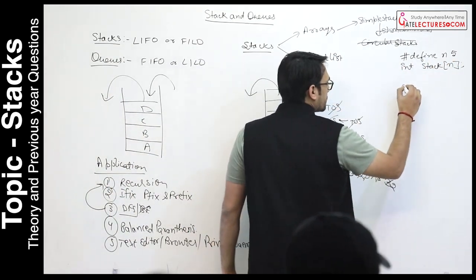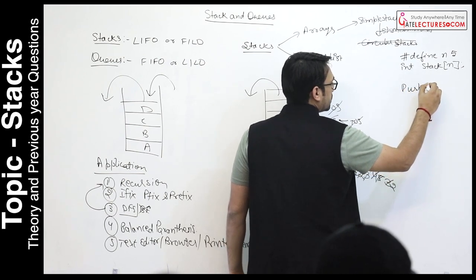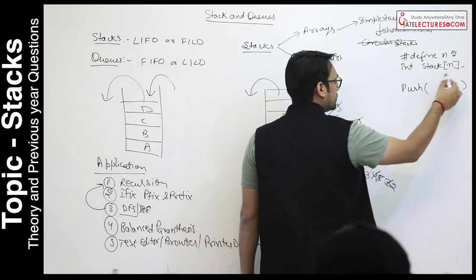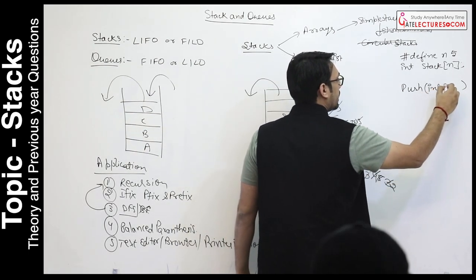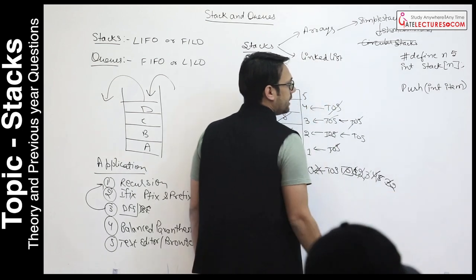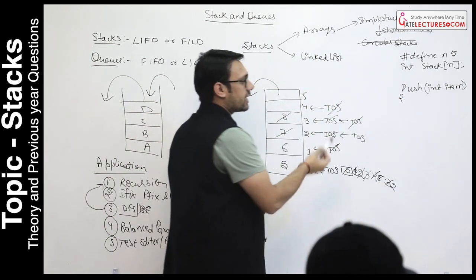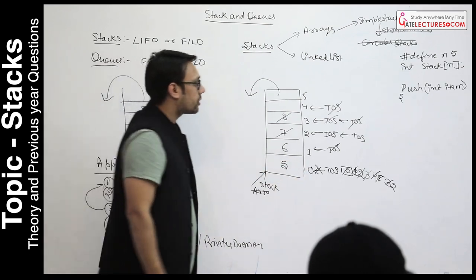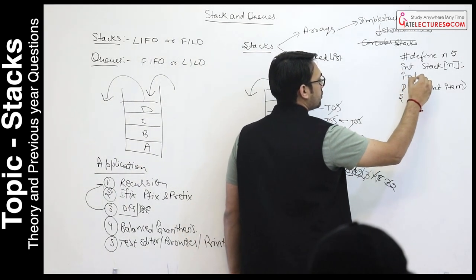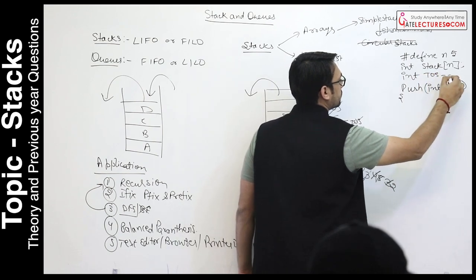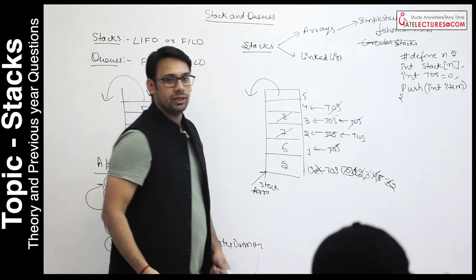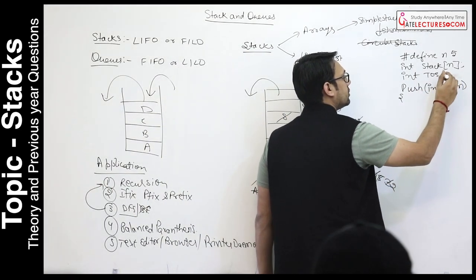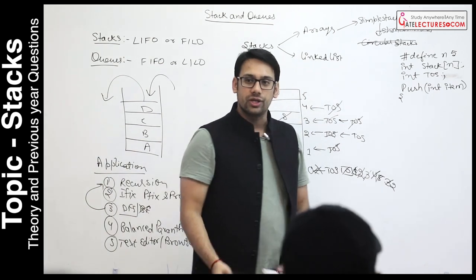If you want to do a push operation, push means you are inserting something inside the stack. For that you have to give that item. So I can say integer item that you want to push, and then you have to see if the stack is already full or not. For that we are going to use something called top of stack. So I'm going to take integer top of stack equal to 0, correct? Now tell me, if I write only integer top of stack, what is the default value of that?